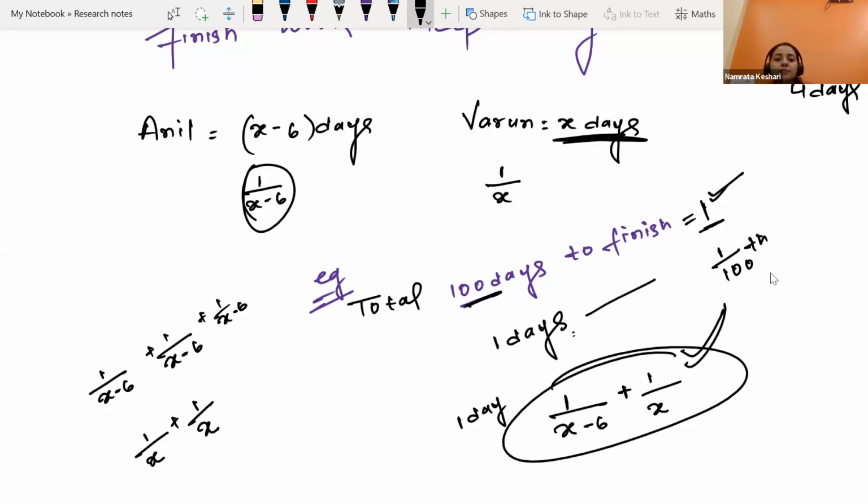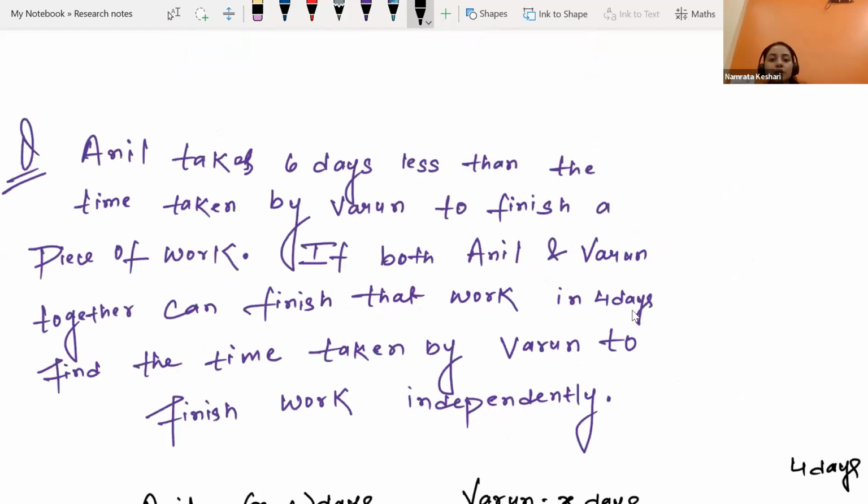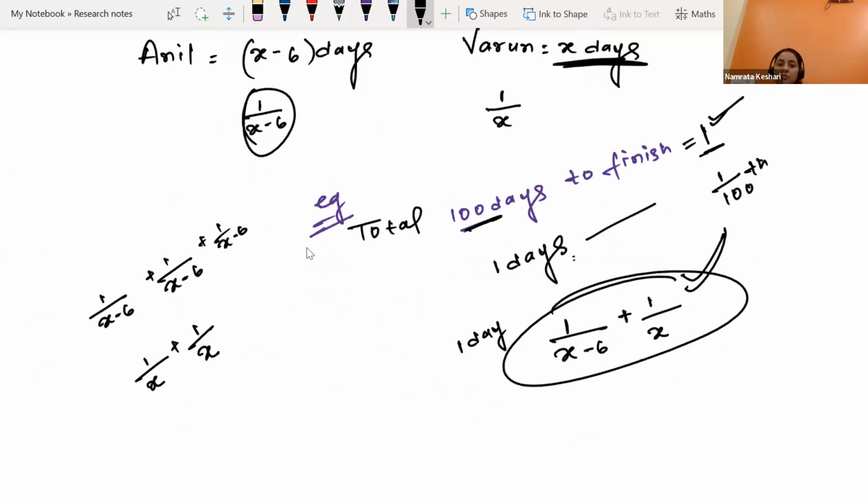And what is the total time they are taking to finish the work? 4 days. That means according to this data, in 1 day they are doing 1/4 of the work. So according to our assumption, in 1 day this much work is getting completed, but according to the question, 1/4 of the work is getting done in 1 day. And we have got our equation. If you understood this much of the story, great.